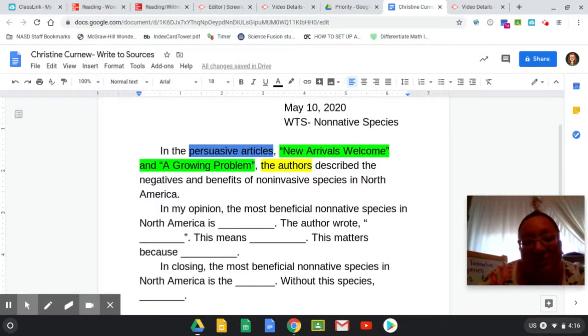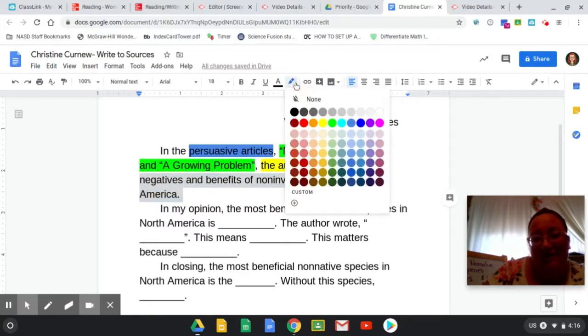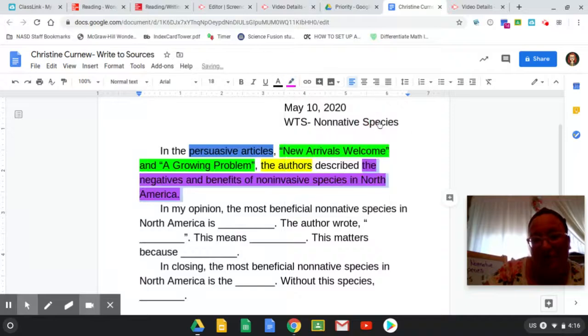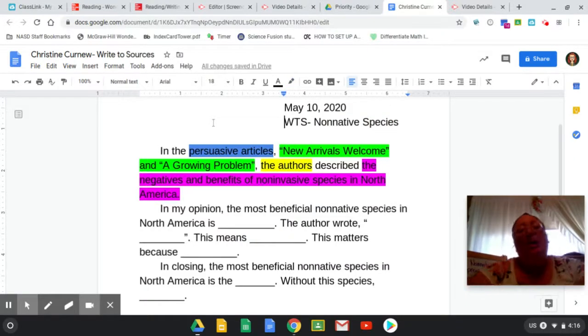Now we want to look for a simple summary. Describe the negatives and benefits of non-native species in North America. Was that the main idea of both articles? Pretty much. So we'll highlight this. What color should I pick, guys? I'm going for this lovely purple, I think. Okay. So we have an appropriate tag statement.